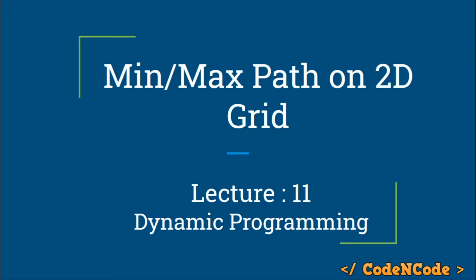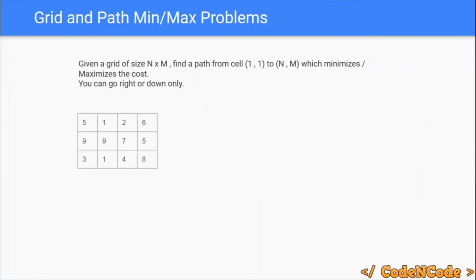So in this lecture we are going to see some kind of path queries on a 2D grid. There are different kinds of path queries which ask you to minimize or maximize a path on the given grid with a certain kind of movement. There are two different kinds of path queries that we will be studying. The first one is, of course, this one.